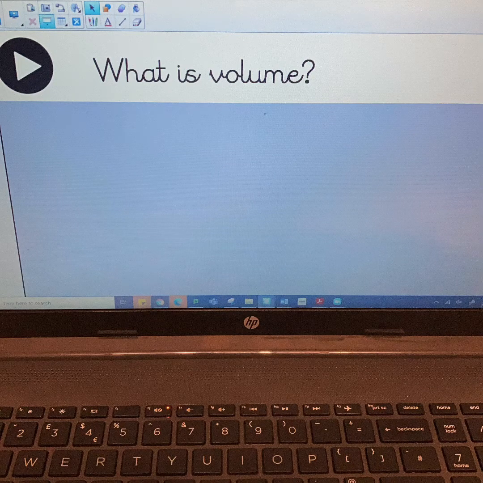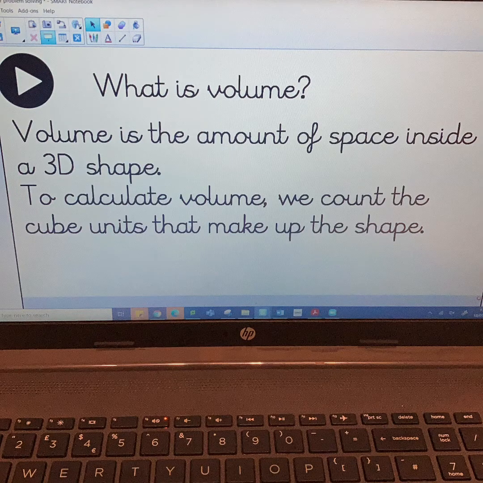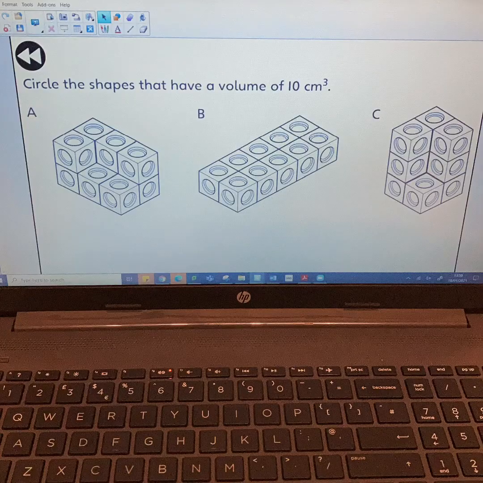First things first then, what is volume? So you should have this STEM sentence written down from yesterday. If you don't, now is the time to write it down. So what is volume? Well, say it with me. Volume is the amount of space inside a 3D shape. And 3D means 3 dimensions. It means length times width times height. And to calculate volume, we can count the cube units that make up that shape. And that was what we were looking at yesterday.